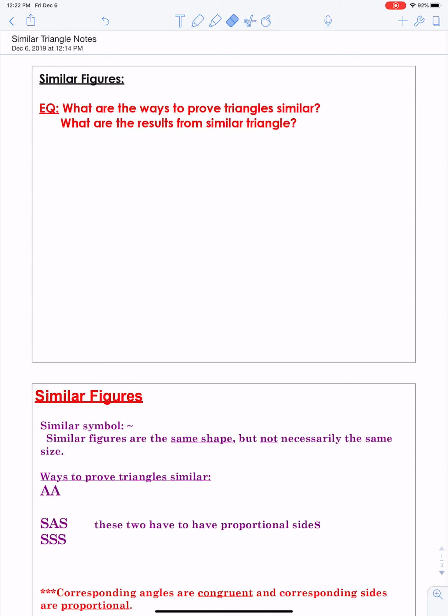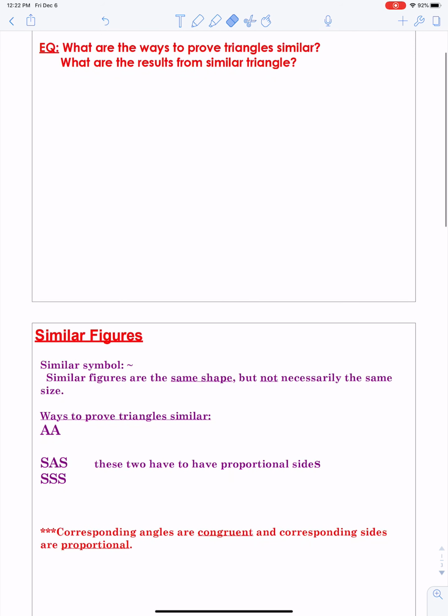Okay, so today's video is about similar figures. Specifically, it's going to be about similar triangles. We have two EQs. What are the ways to prove triangles similar, and what are the results from similar triangles?